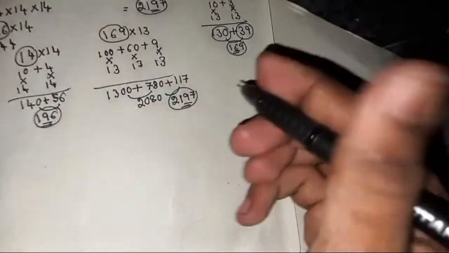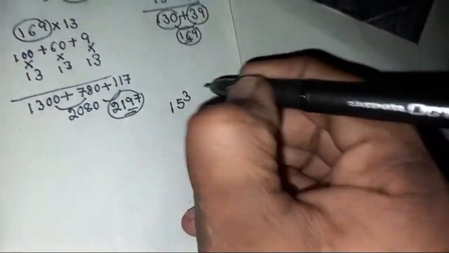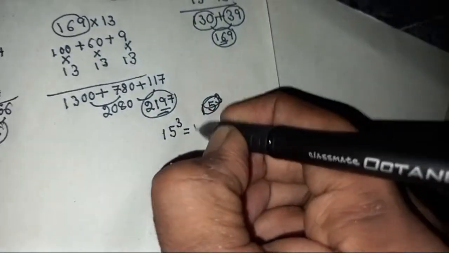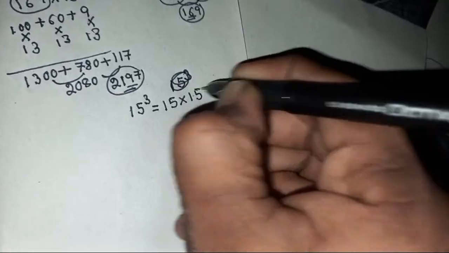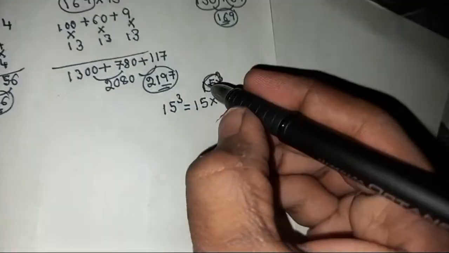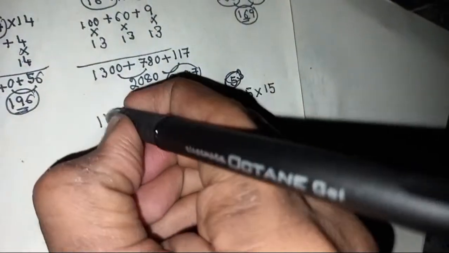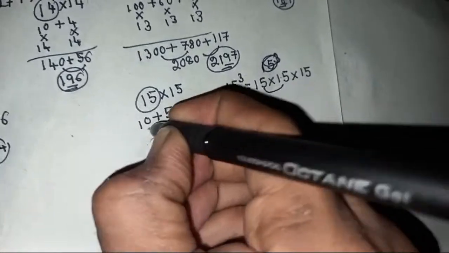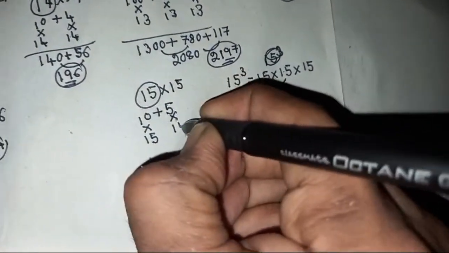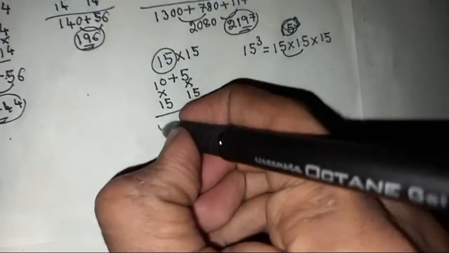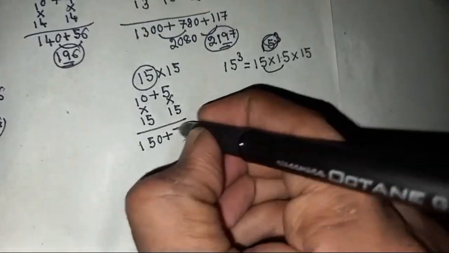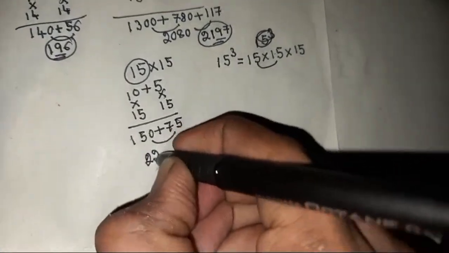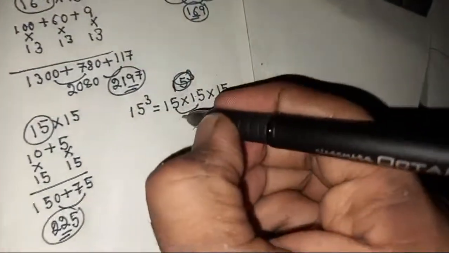Now let's take one more number, that is 15 cube. 15 cube equal to 15 times of 15 times of 15. You can get 15 times of 15 here. 15 times of 15, this 15, write it as 10 plus 5. Here also 15 and here also 15 you write. 15 times of 10 is 150. 15 times of 5 is 75. 150 plus 75 going to become 225.